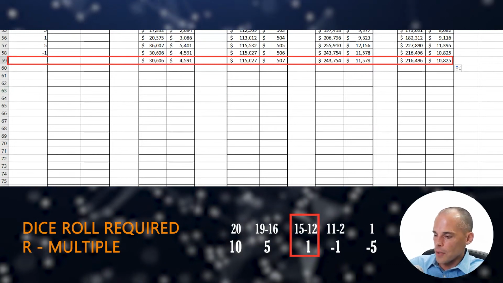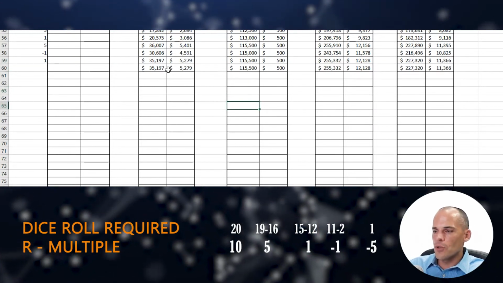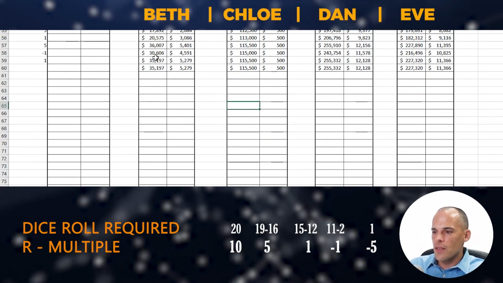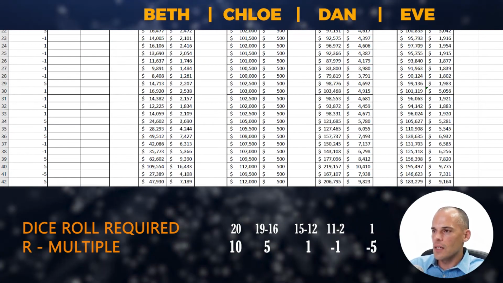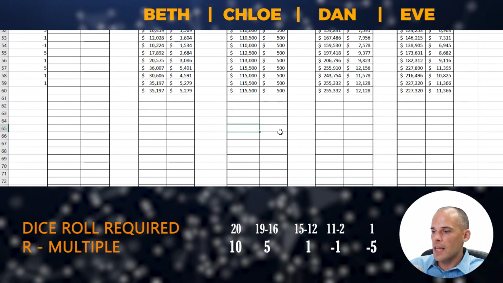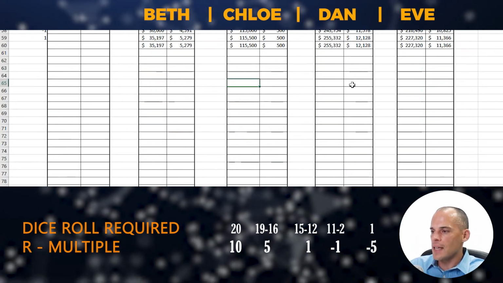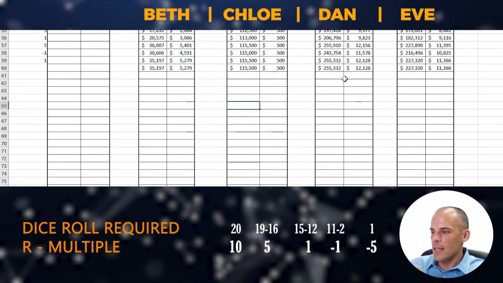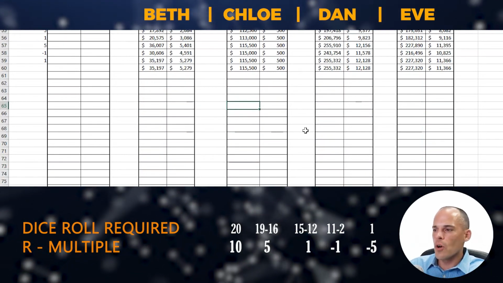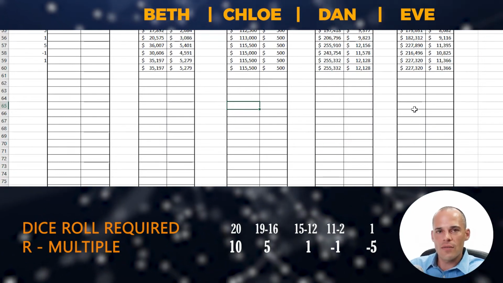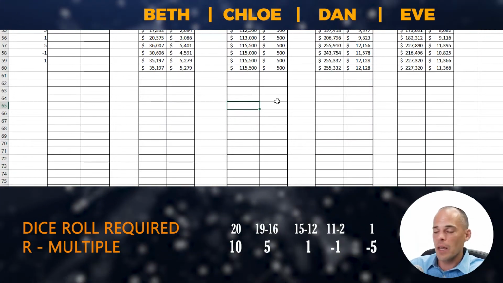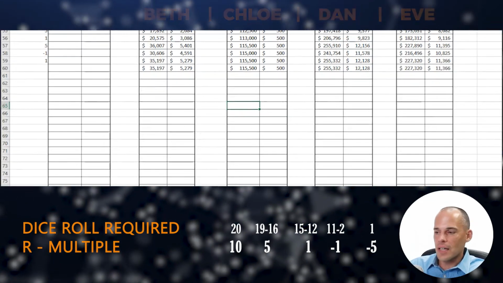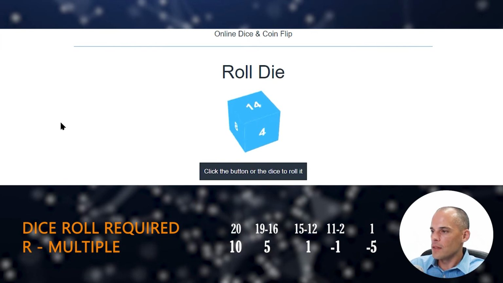That is a +1. Okay, so we're almost on trade 60 here. So far, this is Beth. She is at $35,000. This is Chloe. She's at $115,500. Dan is at $255,000. And Eve is at $227,000. So we're going to go a little bit longer and see if these traders start to significantly expand beyond these points and see if we can have a more dramatic effect. Next roll. This is roll 60.